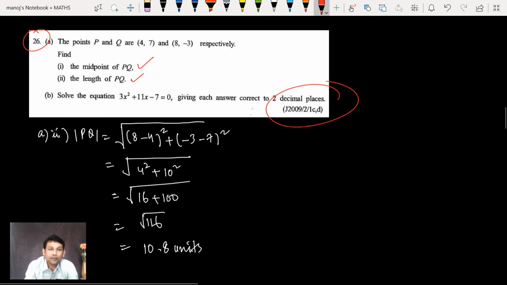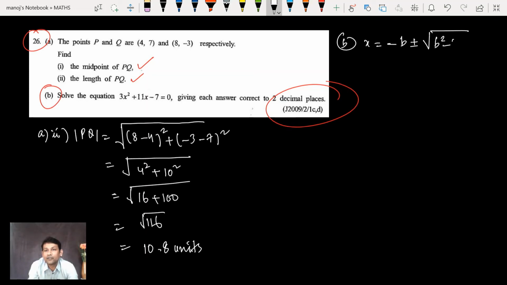Okay, this part B is actually not a question from coordinate geometry. Solve the equation, giving your answer correct to 2 decimal places. This is a quadratic formula. I'm just writing here. Please, you can solve it. x equals minus b plus minus under root b square minus 4ac divided by 2a. Next question.